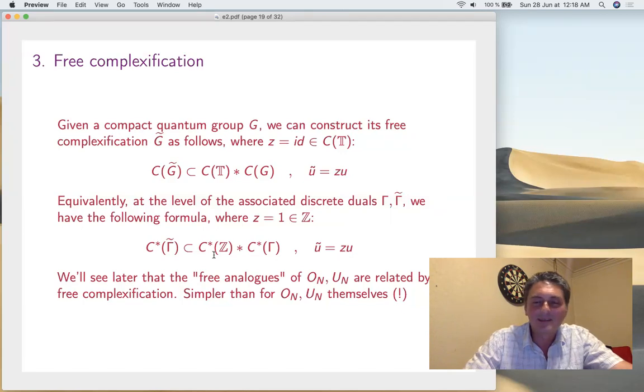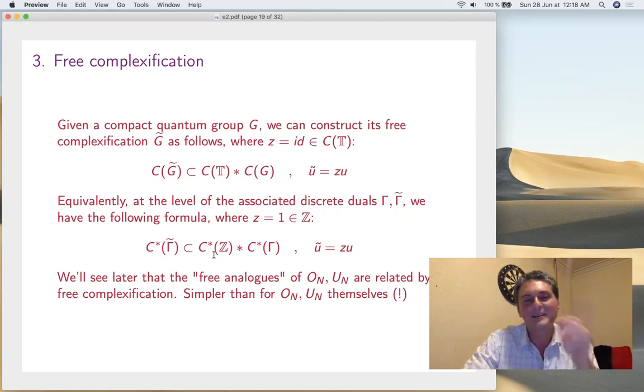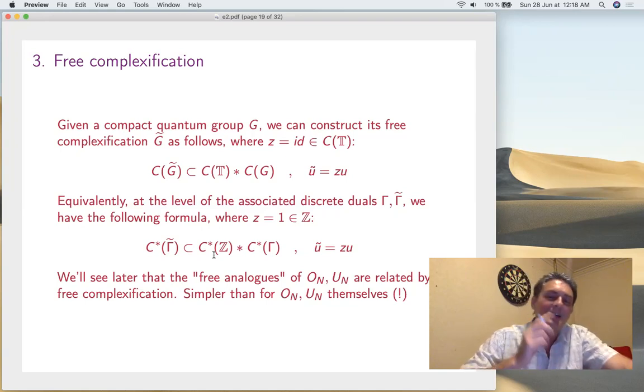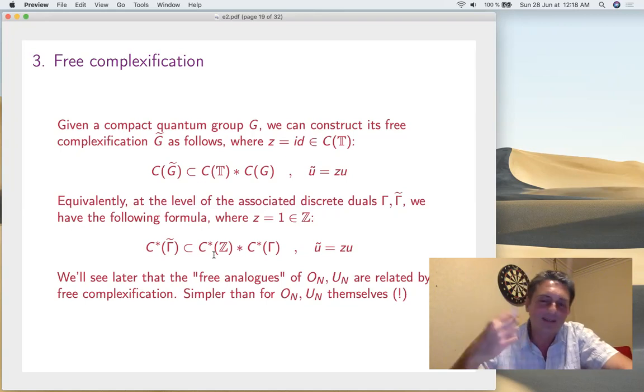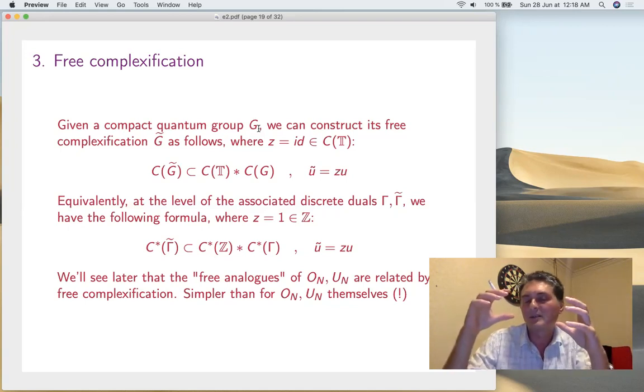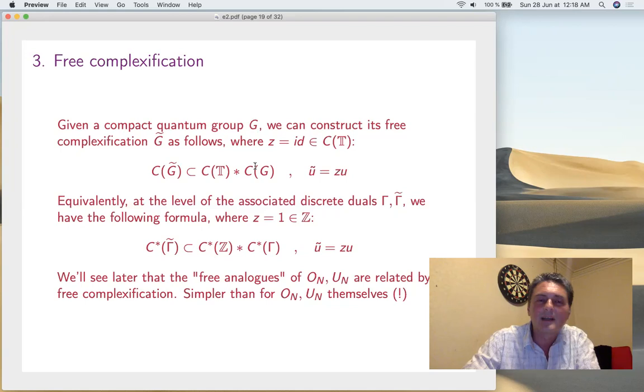In the free case, we'll see that actually the free orthogonal and unitary quantum groups are related by a very simple operation, and that's the one of free complexification. So let's see how this operation works, and we'll get back later to these free quantum groups. So given a quantum group G, we have the matrix U there. So I'll just multiply by z, which is a unitary free from it, okay? That's what I'm doing here.